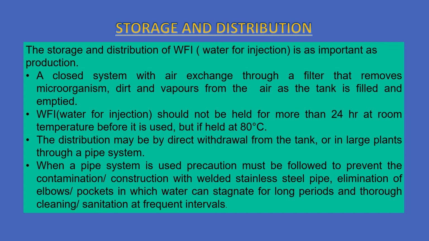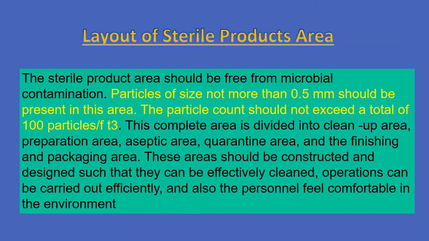The distribution may be by direct withdrawal from the tank or, in a large plant, through a pipe system. When a pipe system is used, precautions must be followed to prevent contamination, such as welding stainless steel pipe, elimination of pockets in which the water can stagnate for long periods, and thorough cleaning and sanitation at frequent intervals is also required. Layout of sterile product area.